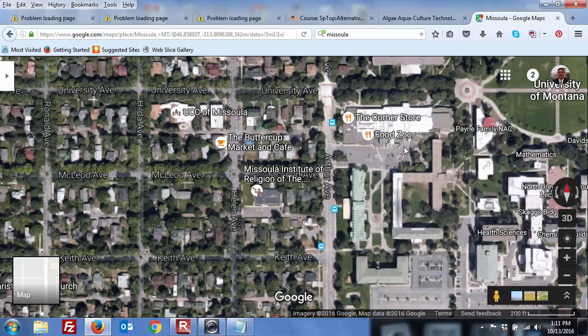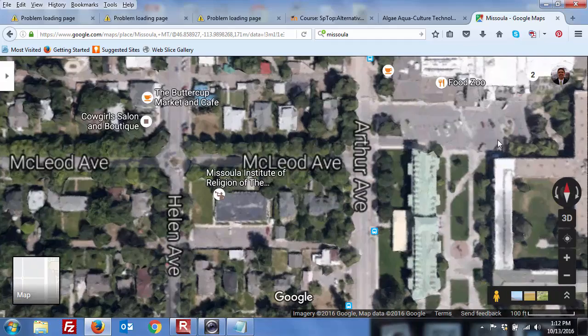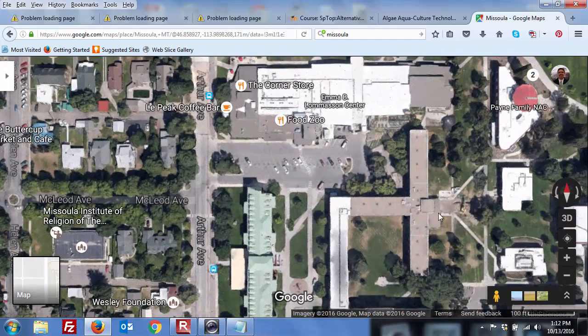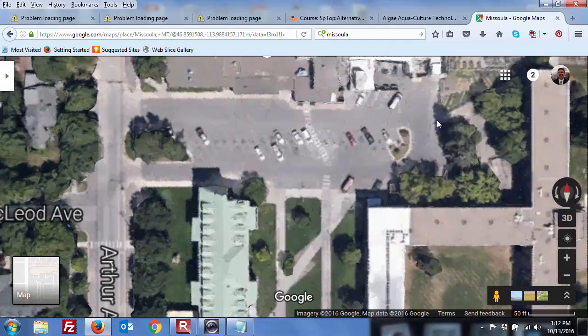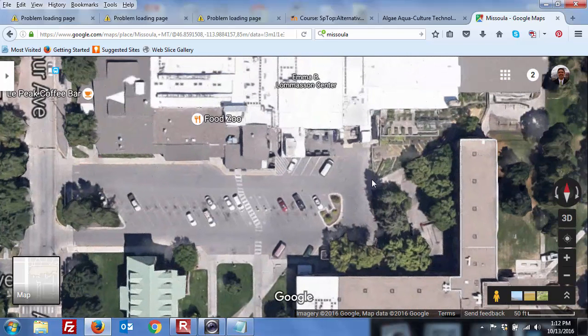Okay, so here's the food zoo. There is a lot of biomass coming out of the food zoo. I think they do a pretty good job of composting there. Yeah, so here's the gardens. Here's the greenhouse I built. You built the greenhouse? Me and Larry Nesky, yeah.